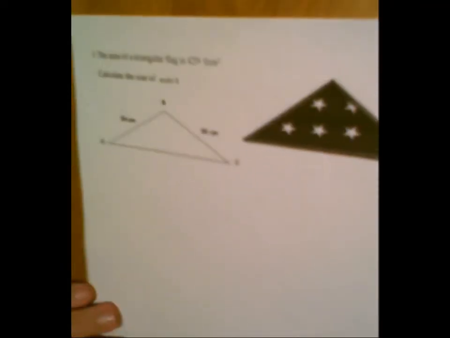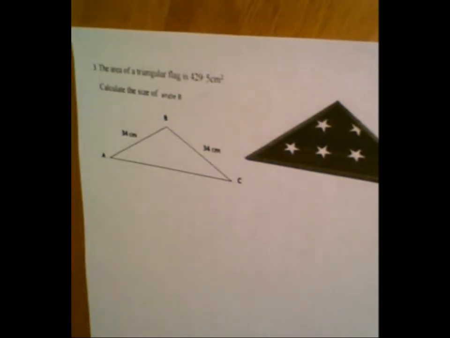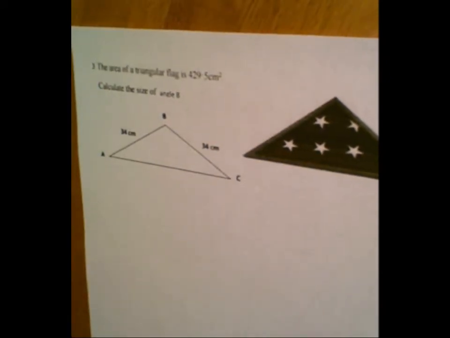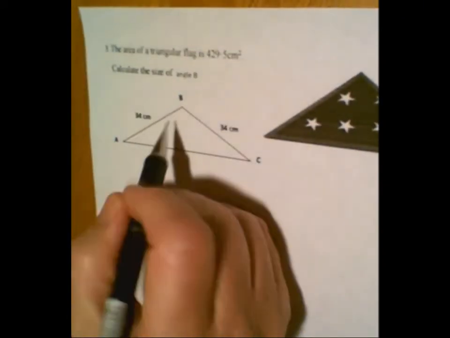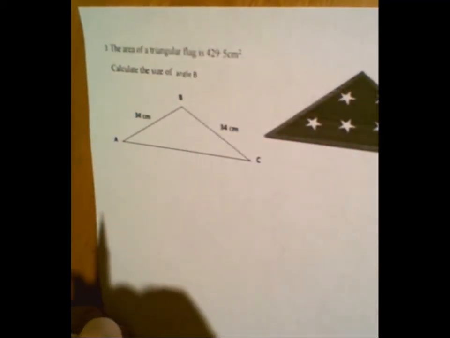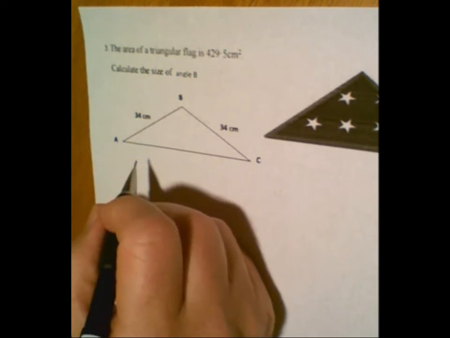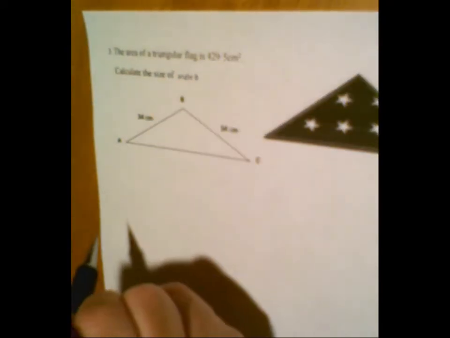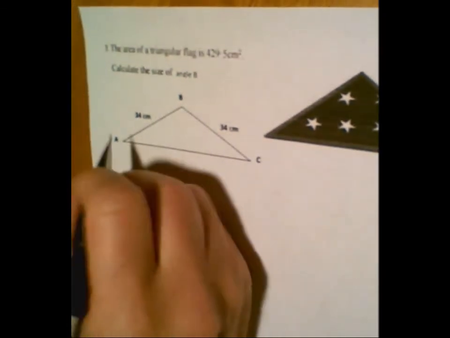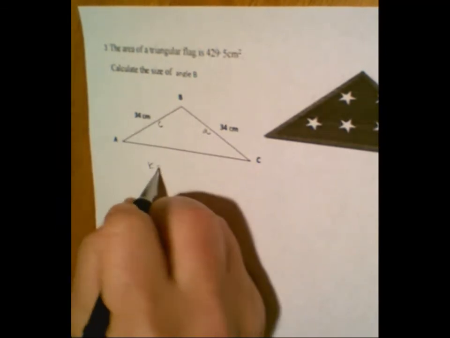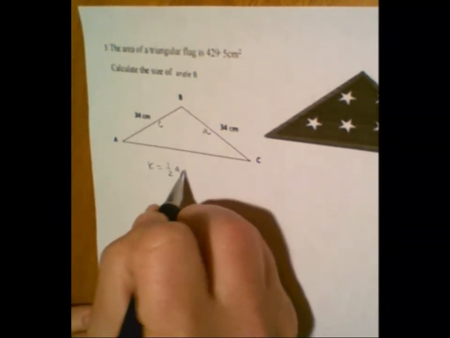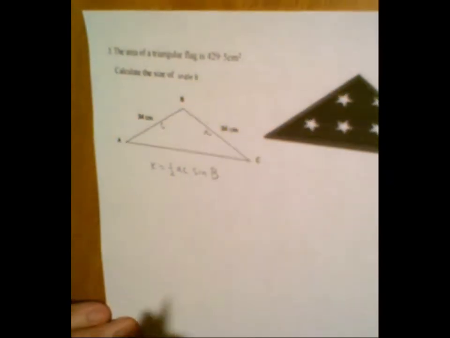Okay, and then lastly, I'm going to do this one with you. The area of a triangular flag is 429.5 centimeters squared. Calculate the size of angle B. Well, we have the area, so we're going to use K equals... Normally K equals 1/2 AB sine C, but this time we have A and we have C. So K equals 1/2 AC sine B.